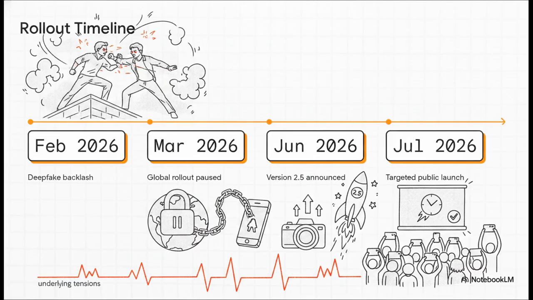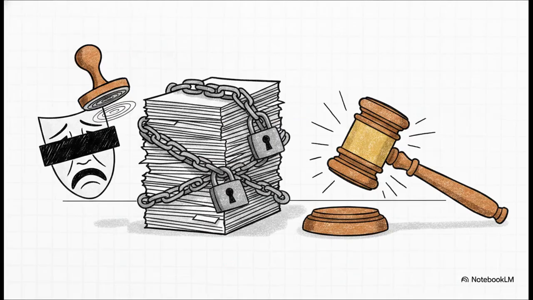Now, here we are in June. They've announced version 2.5 with a targeted public launch in July, but the underlying tensions from earlier this year, they definitely haven't vanished. Those tensions are represented by some very real, very heavy legal hurdles.